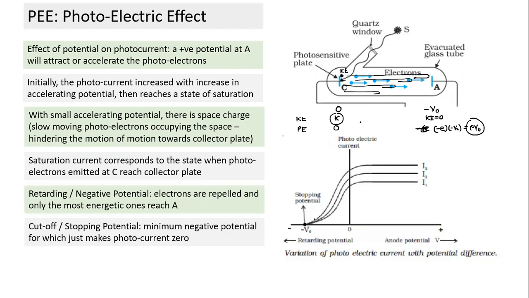So if I apply this equation, it means the maximum kinetic energy, or kinetic energy of the fastest electron, is equal to charge times potential difference.